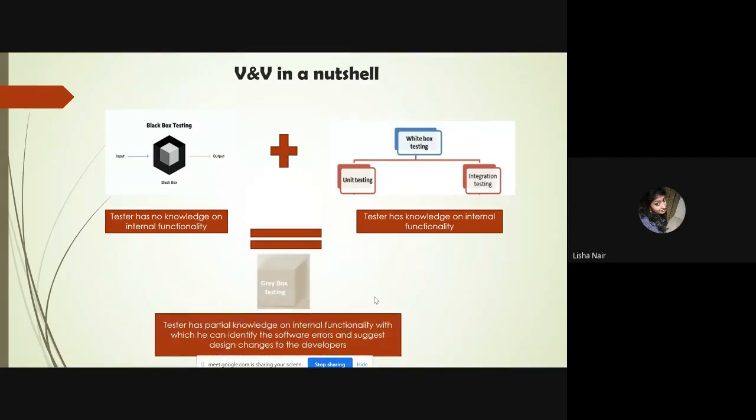When these two are combined, we have gray box testing, where the tester has only partial knowledge of the internal functionality. With that he will identify the errors, and he can even suggest design changes to the developers. So gray box testing is something like a knowledgeable tester who has the knowledge to even correct the software.